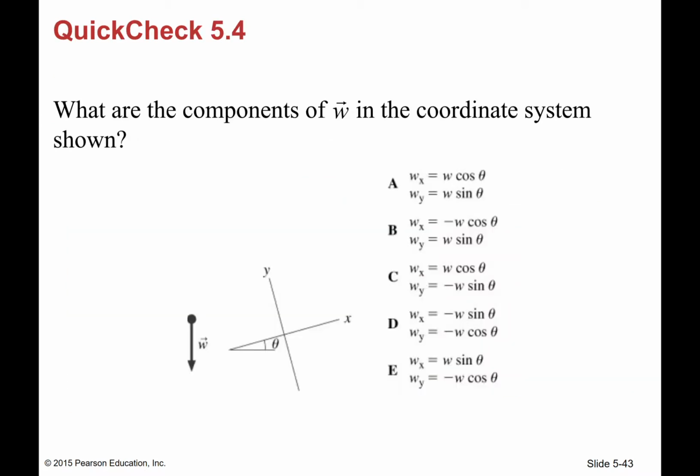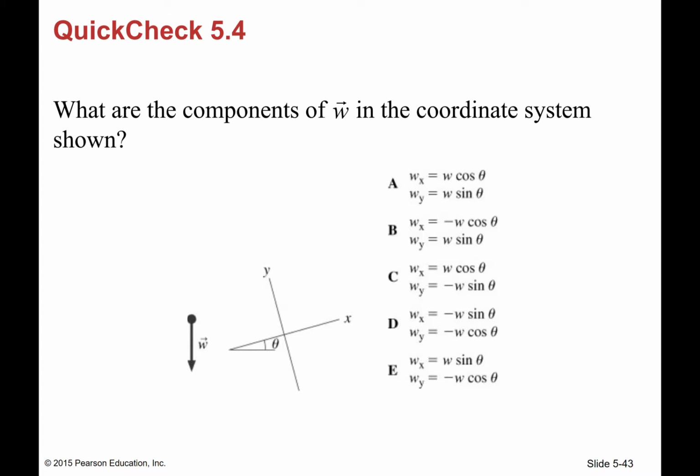Quick question here. We have a tilted coordinate system, and we would like to know the coordinates of the weight here. This is a very important exercise that you need to be very good at. What are the coordinates? Wx is W cosine theta, sine theta, minus, minus. Which one is the right one? Just take a minute and think about this carefully.